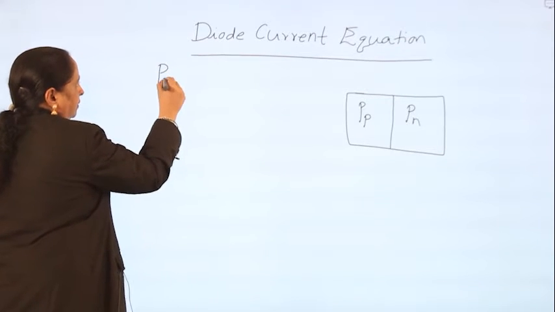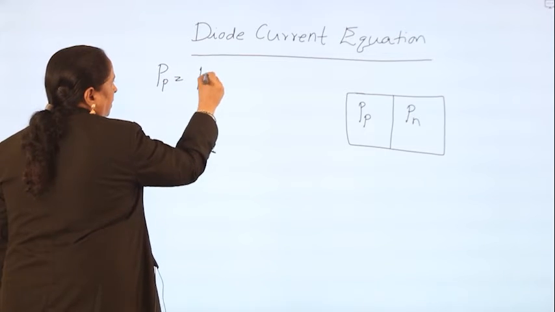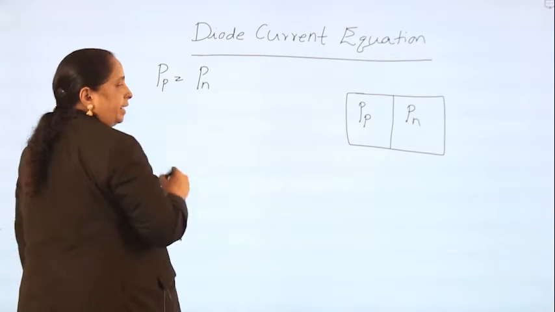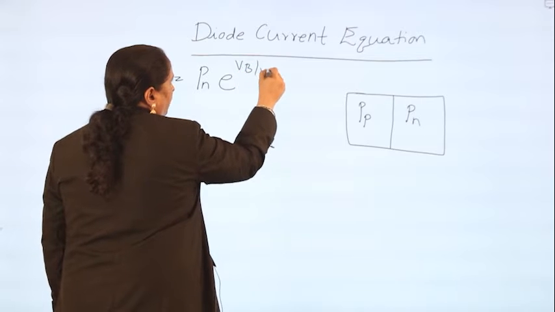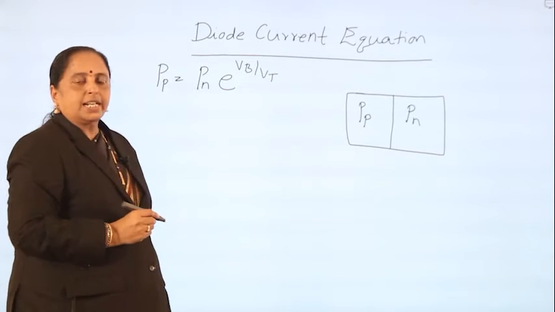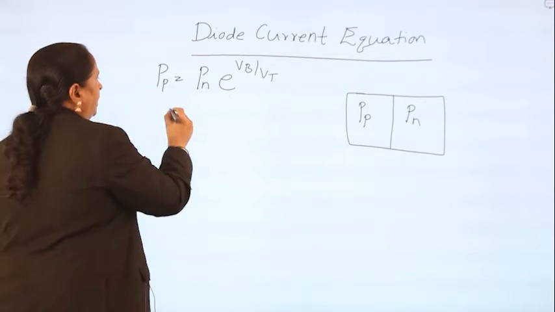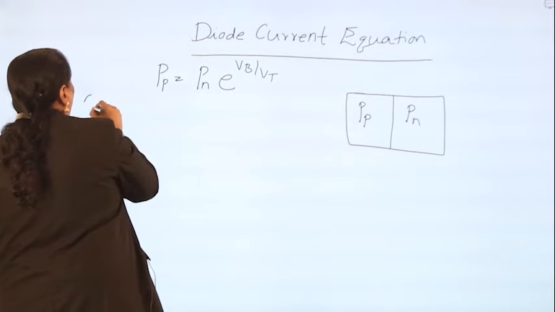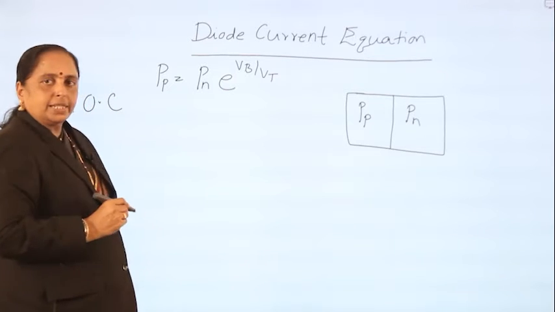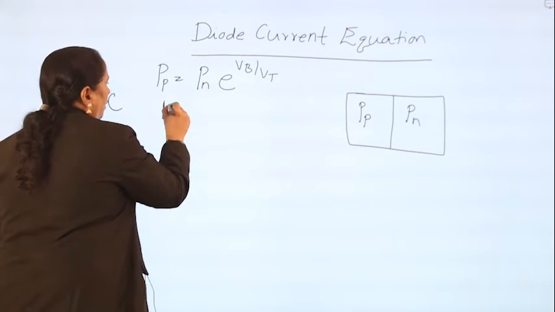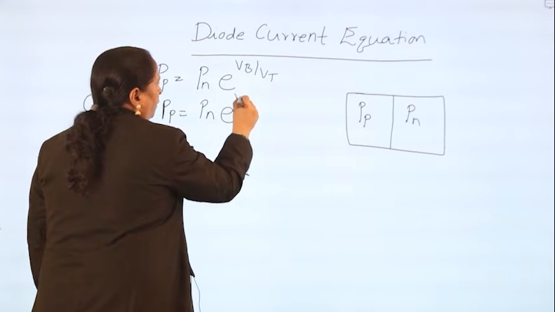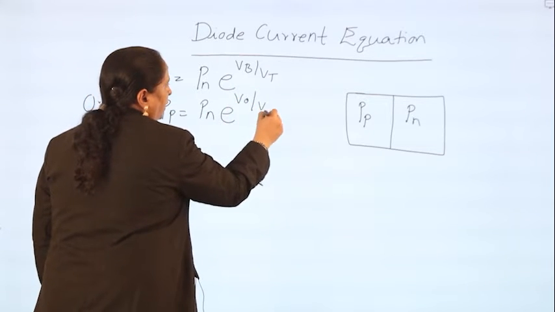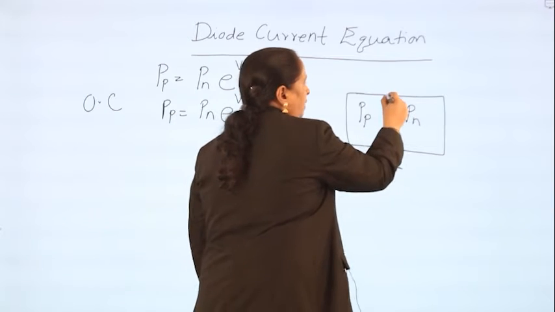The holes in the P region and the holes in the N region are related by e to the power of Vb by Vt. This is a general Boltzmann equation, and in the case of an open circuited PN junction diode, Pp is equal to Pn into e to the power of V naught by Vt. So what are this Vb and V naught?